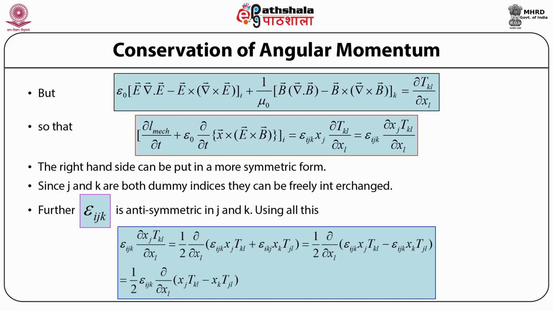And then this can further be simplified to half times epsilon subscript I subscript j subscript k times the partial derivative with respect to the lth component of the position x subscript L of [the jth component of the position x subscript j times the Maxwell stress tensor capital T subscript k subscript L minus the kth component of the position x subscript k times the Maxwell stress tensor capital T subscript j subscript L].